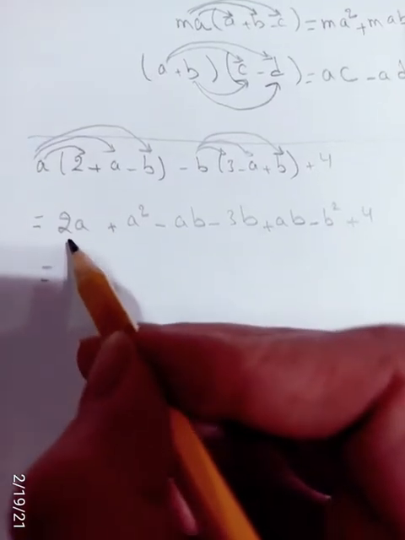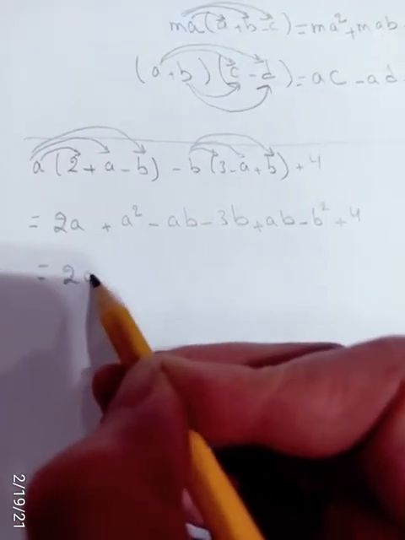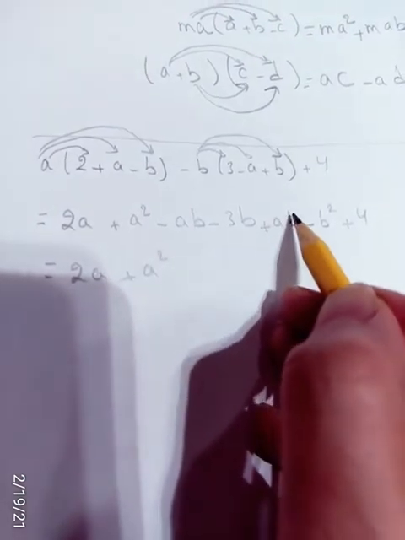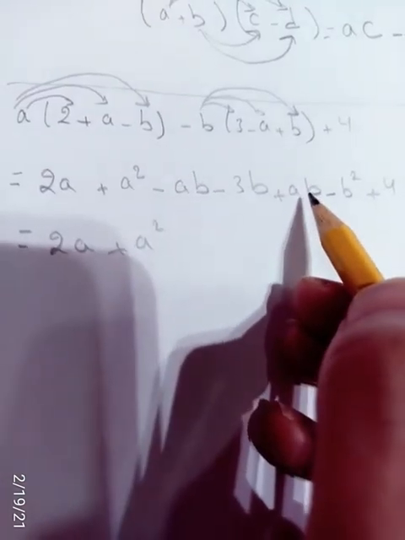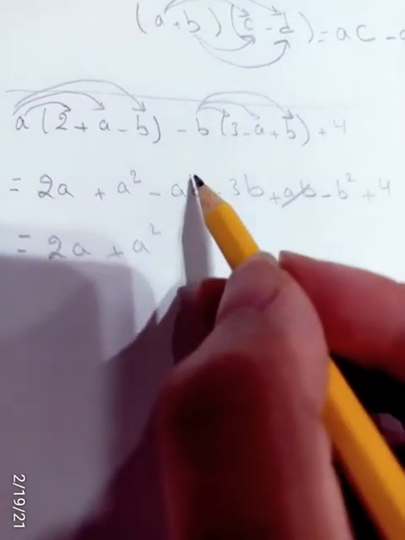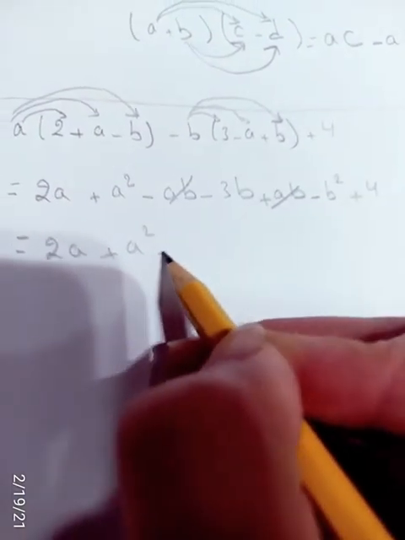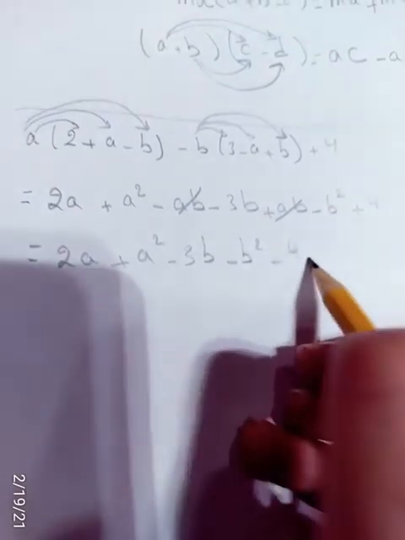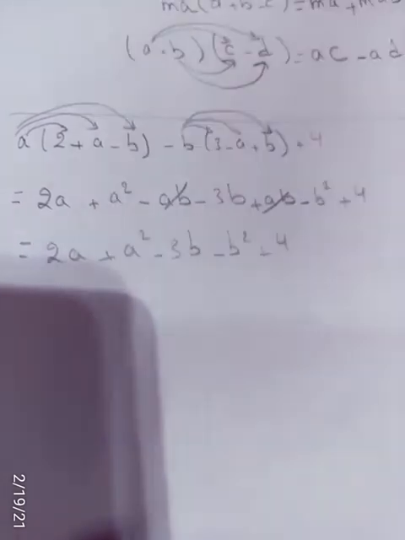Now 2a, there is nothing else like it. a squared, nothing else. I have minus ab plus ab, as if we are summing opposite terms, zero. b minus b squared, nothing else like them, and a number. So after we develop or expand, we should reduce.